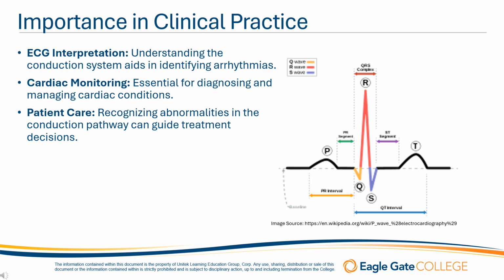For instance, the P wave represents atrial depolarization initiated by the SA node. The PR interval indicates the delay at the AV node, while the QRS complex shows ventricular depolarization facilitated by the bundle of His, bundle branches, and Purkinje fibers. The T wave represents ventricular repolarization.